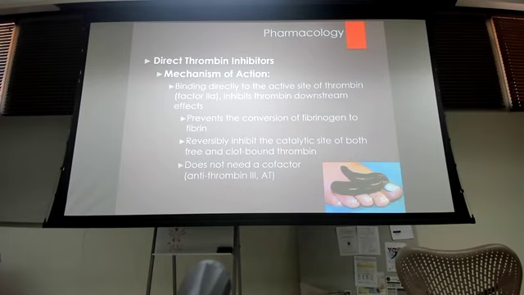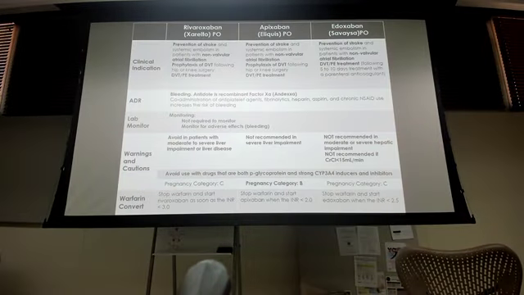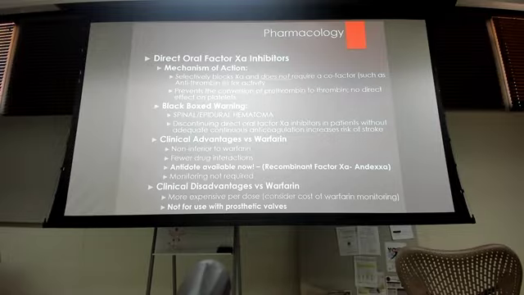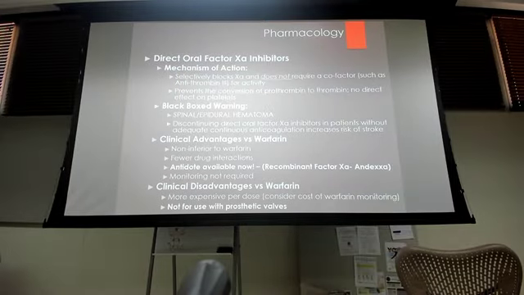Yes? Did we skip direct factor Xa inhibitors, or is that a little later in your slide deck? No, we hit them. Did we not? Okay, did I jump too far forward? Okay, we'll hit that real quick. It's not a couple of slides. Thank you for pointing that out. As the name mentions, the direct oral factor inhibitors inhibit Xa. They directly block Xa without needing antithrombin 3. Same black box warning that we mentioned earlier.